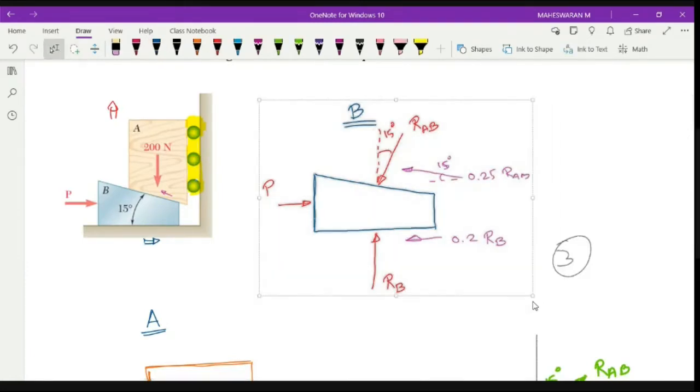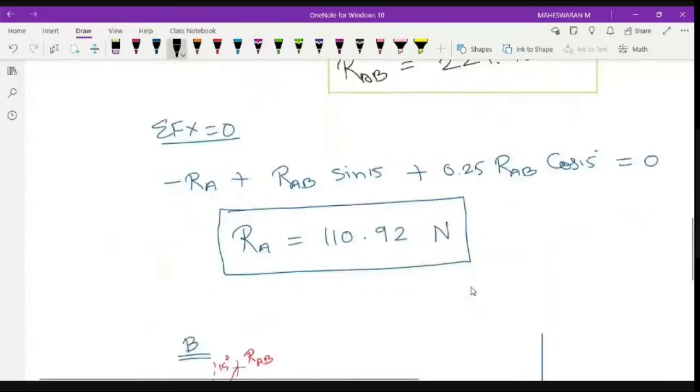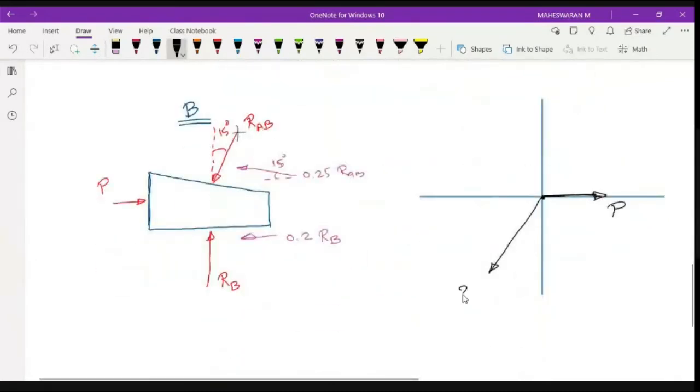Okay, now I'll go for the next diagram, which is the free body diagram for B. Your force P is acting, moving along the right-hand side. RAB, I know what RAB is. In which quadrant is it? If I put plus here, it comes under the fourth quadrant. Sorry, it is in the third quadrant. So RAB value I know, which is 221.72, and the angle is 15 degrees.